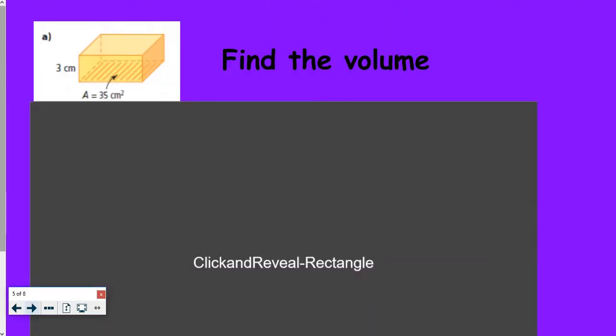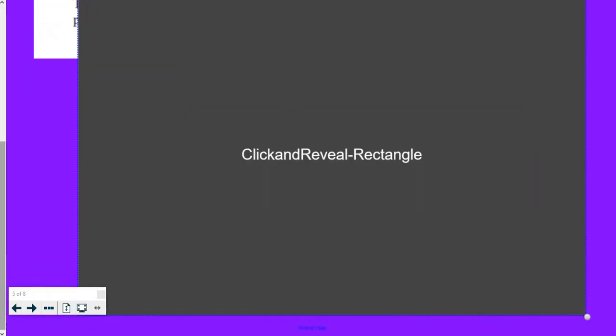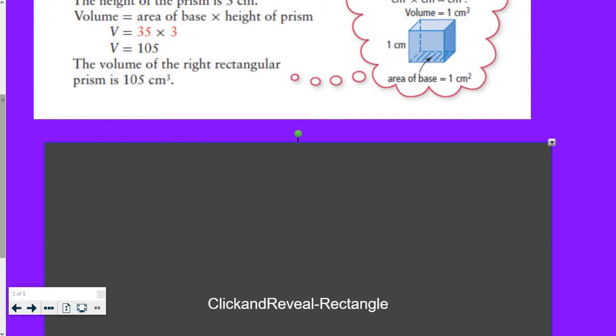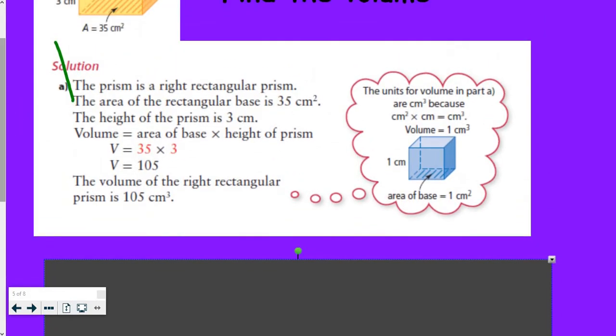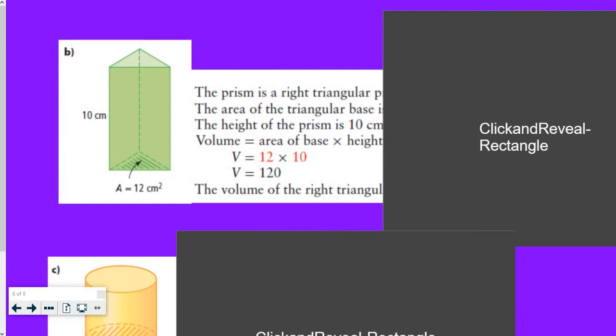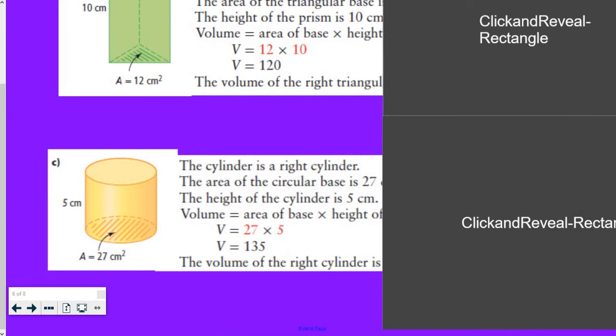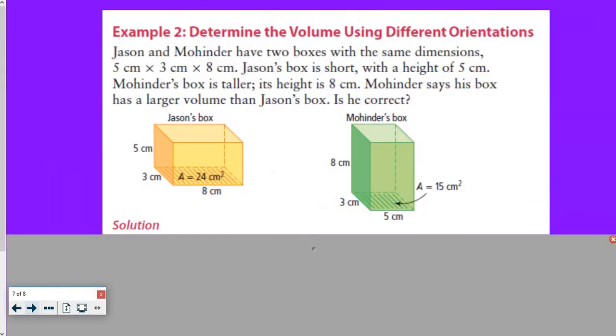So find the volume. Well, we've done this. When we went through this, we've seen this before, but the area of the bottom is 35, so we multiply that by 3, and the volume is 105. If we go to the next slide, the area of the triangle is 12, so we multiply that by 10. And again, the circle, the area of the base, which is 27, times the height, which is 5. So the next part.